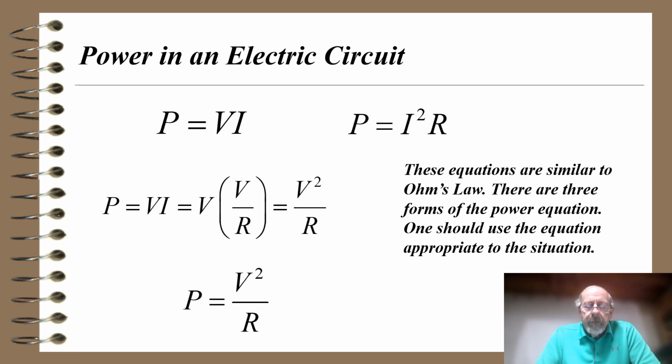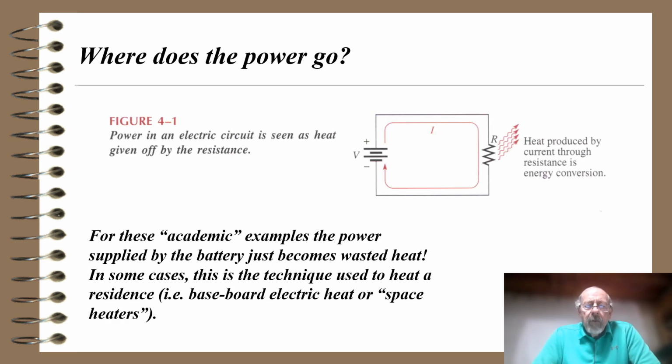So where does the power go? Well, here's a circuit shown in figure 4.1. And basically I've got a battery and a resistor. Well, what happens is the current goes through the resistor and heats it up. So for these academic examples, the power supplied by the battery just becomes wasted heat. In some cases, this is a technique used to heat a residence. We call it baseboard electric heat or space heaters.